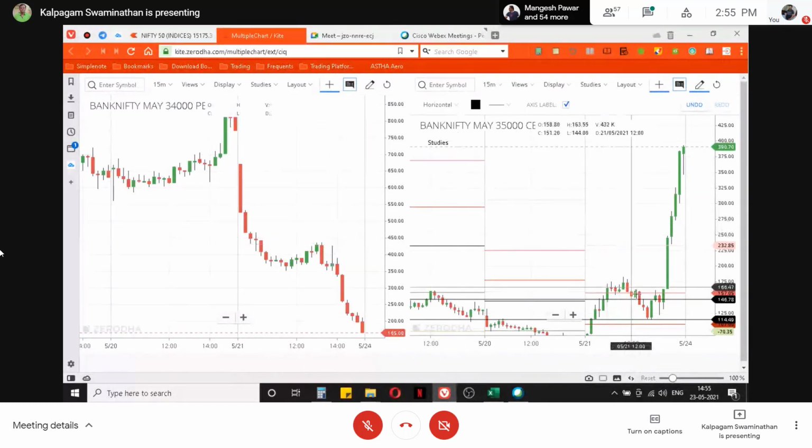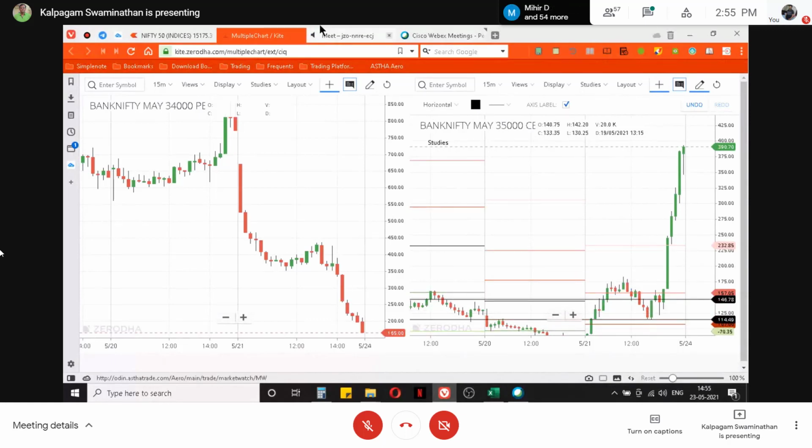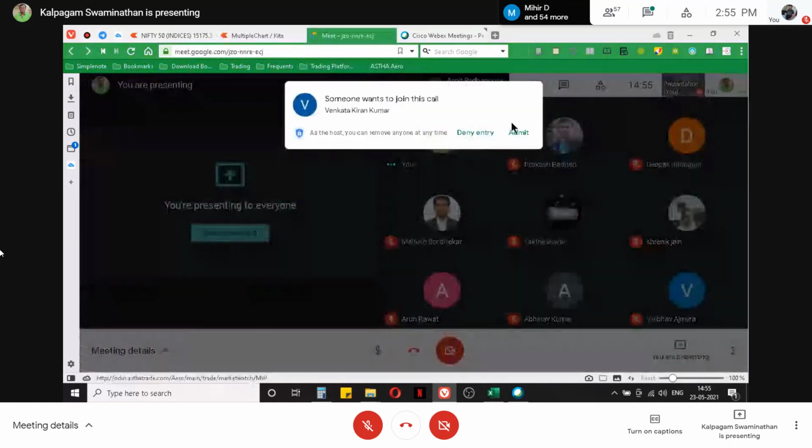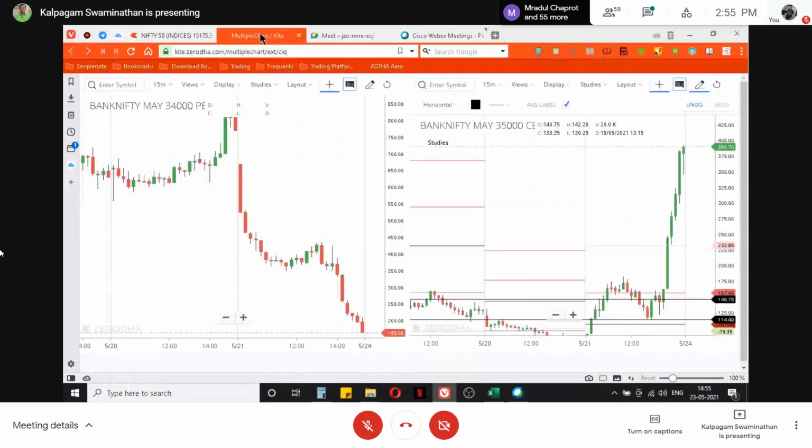But as long as you're not getting your stop loss hit on this trade, it means that the call option trade is alive and well. And you should not be looking at a put option trade at all.